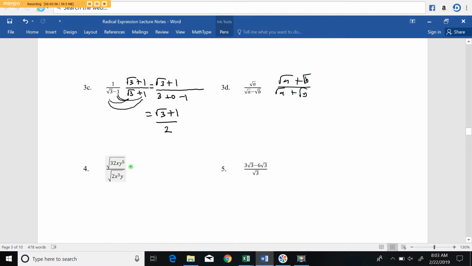All right, moving on. Let's take a look at number 4. This one I would be tempted to write all under one radical. And 32 over 2 is 16. X over x to the third, that's going to leave us with x squared in the bottom. And then y to the 5th over y, that's going to be y to the 4th up top. Now we can just simplify these piece by piece. Square root of 16 is 4. Square root of y to the 4th is y squared. Square root of x squared is x. And now we can move on.